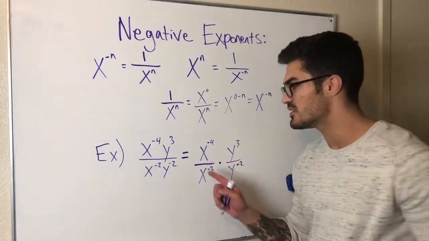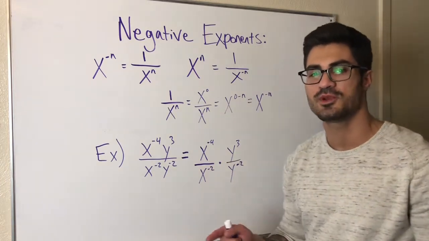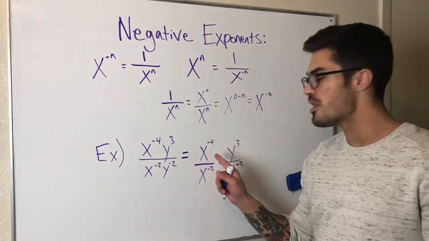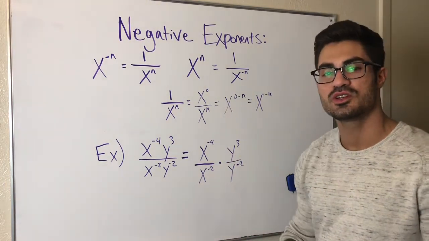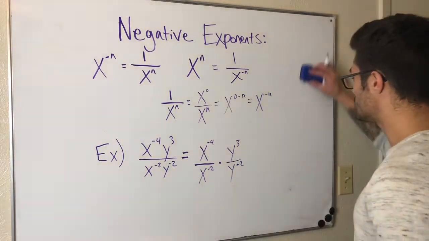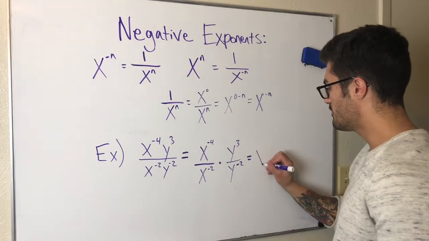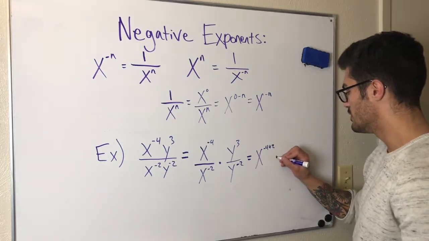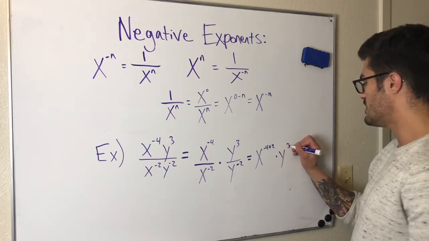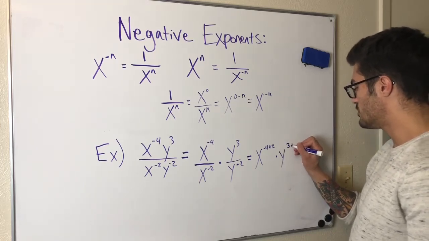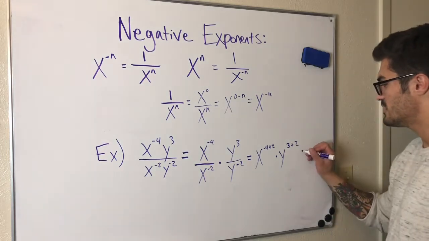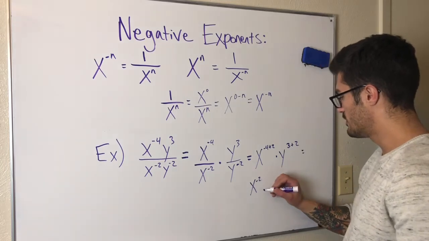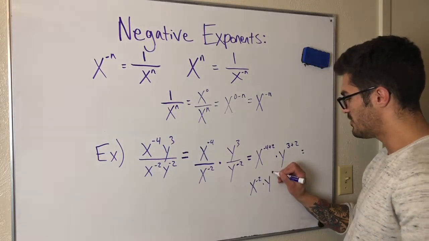Even though these are negative, I can still do top exponent minus bottom exponent. I just have to be careful with my signs. So I'm going to do negative 4 minus negative 2, which turns into negative 4 plus 2. Let me rewrite this: I have x to the negative 4 minus negative 2, so negative 4 plus 2, times y to the 3 minus negative 2, so plus 2. And this leaves me with x to the negative 2 power times y to the 5th power.